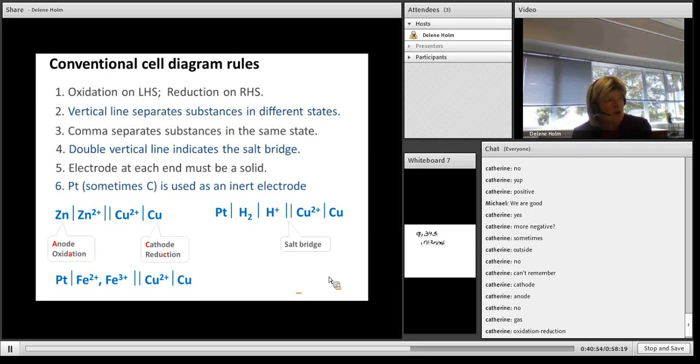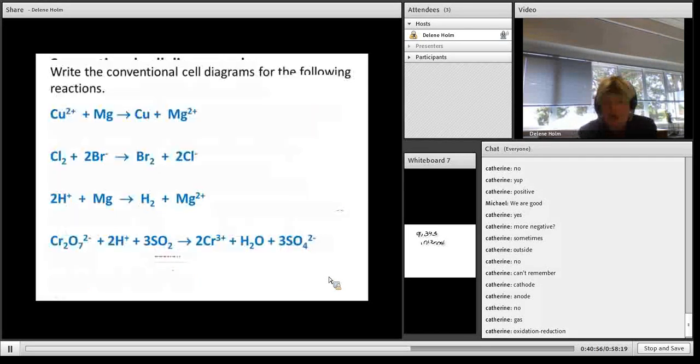Okay, right. Now I want you to have a go. Can you see if you can write the cell diagrams for those four? So start with the first one. It's very similar to the copper zinc. We're just using copper and magnesium. So Michael and Catherine, if you'd like to have a go, just use a backslash on your computer just to make the vertical line.